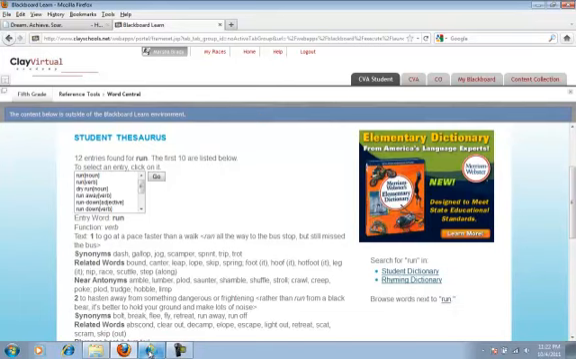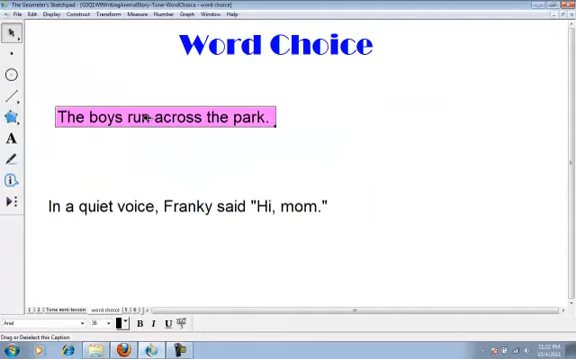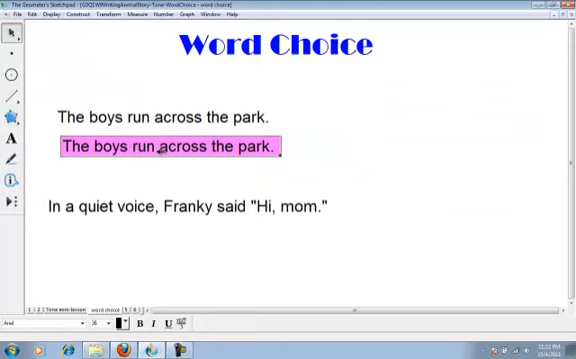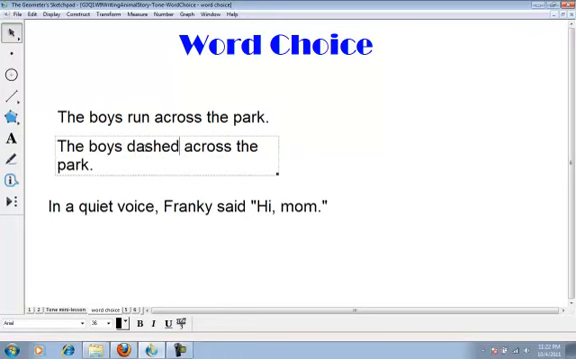I like the word dash here. So I'm going to come back and I'm going to rewrite my sentence by saying the boys dashed across the park. You see how that adds a little flair to my writing? By just changing one word, I can make my writing even better.